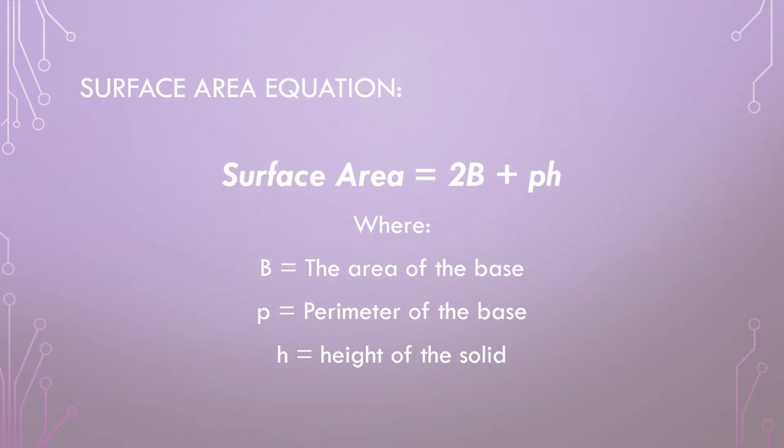So first of all, before we go through that, why don't you just write the surface area equation down? So surface area, we abbreviate it as SA, is 2B plus P times H. B is the area of the base, and P is the perimeter of the base, and H is the height of the solid.